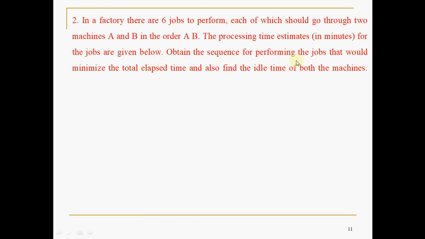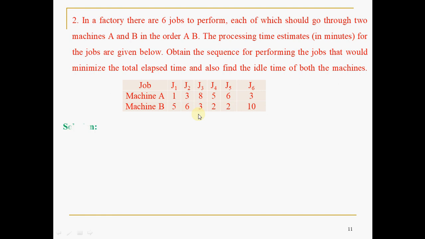Obtain the sequence for performing the jobs that would minimize the total elapsed time, and also find the idle time of both the machines. So this is the data given. Machine A, machine B, instead of M1 and M2, okay, AB is given, J1, J2, J3, J4, J5 and J6. These are the processing time estimates of the jobs and the machines.